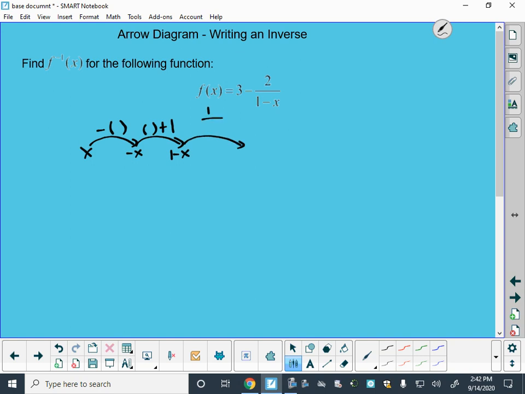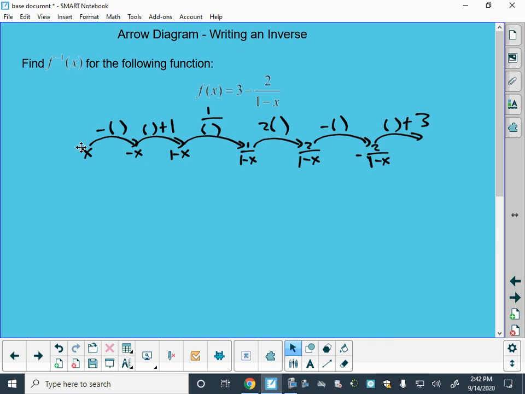Then I will flip it over. There's a couple of things I could do at this point, but this is the one that I'm going to choose to do. So that gives me the 1 over 1 minus x. Multiply by 2 to get that 2 over 1 minus x. And then I need a negative in front of that, so I'm going to sign change over this way to give me a net minus 2 over 1 minus x. And then we'll add a 3 onto that, and that should get me down to the end. Okay, so I've verified this along the way.